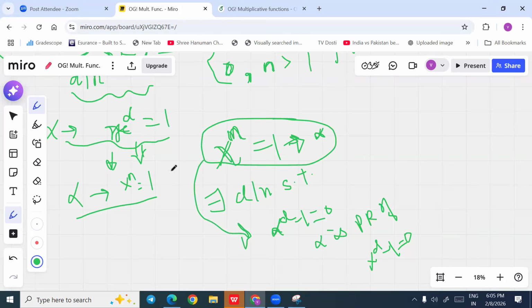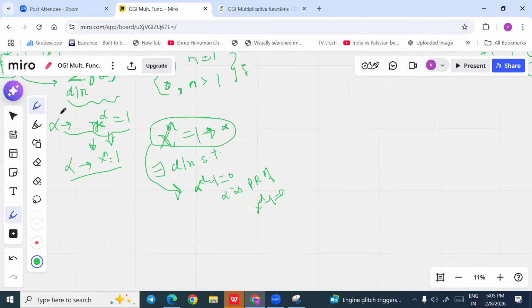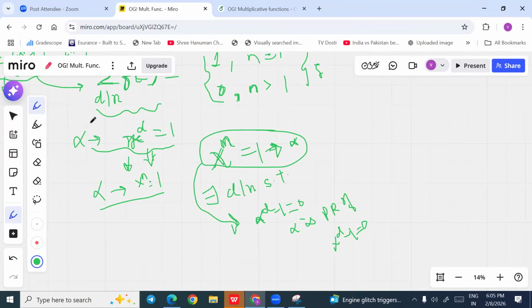Yeah. So do you see this? We showed two things. Any primitive root of x to the d equal to 1 has to be a root of this, and any root of this has to be a primitive root of x to the d equal to 1 for some d dividing n.